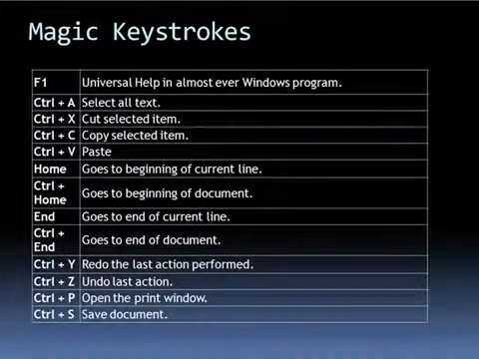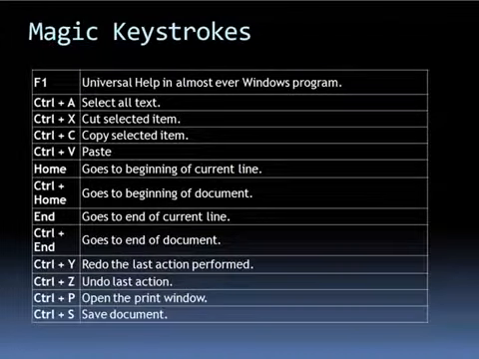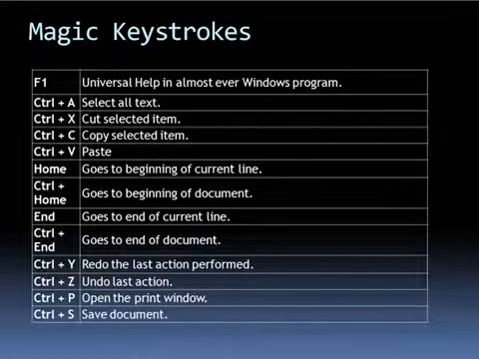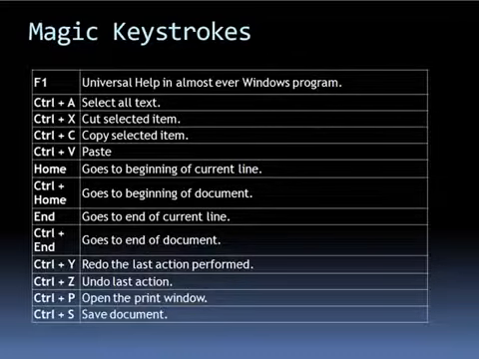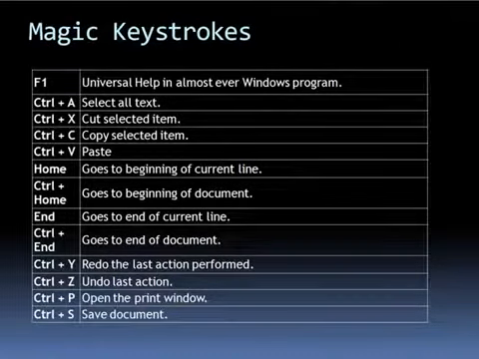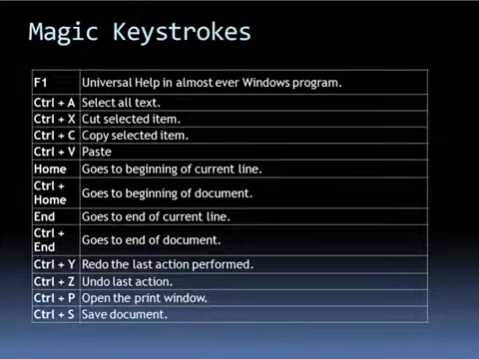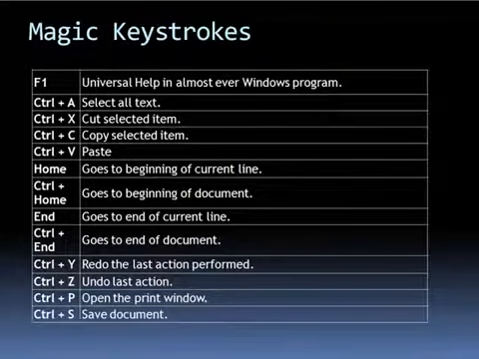Let's look at some of the magic keystrokes. F1 is a universal help in almost every Windows program. Control A selects all the text. Control X cuts it. Control C copies it. Control V pastes. Home goes to the beginning of the current line. Control Home goes to the beginning of the current document. End goes to the end of the line. Control End goes to the end of the current document. Control Y redoes the last action you just performed. Control Z will undo the last action. Control P prints. And Control S saves.